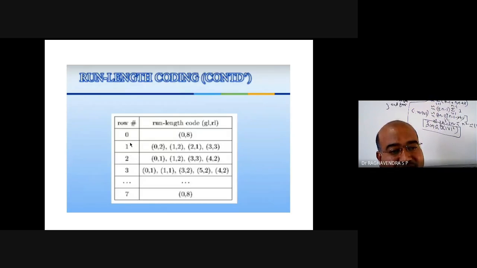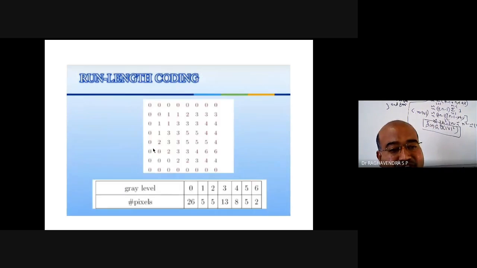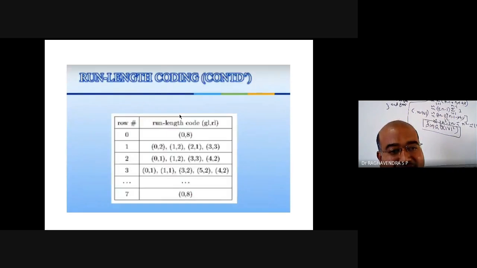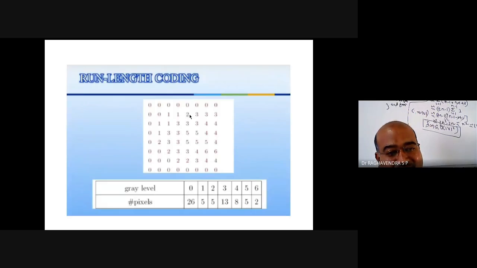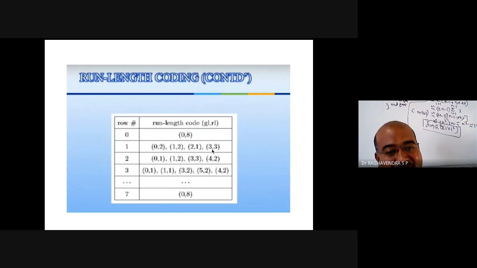Now we shall go for the second row, that is the 1st row. In this, 0 is present, 1 is present, 2 is present and 3 is present. How many times is 0 present? 2 times. How many times is 1 present? 1 is also present 2 times. Then what about 2? 2 is present only once. And how many times is 3 present? 3 times. So that is where 3, 3.